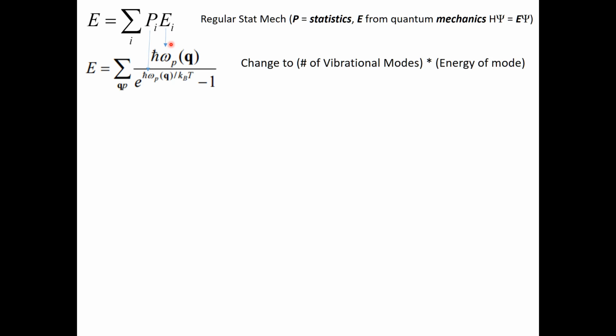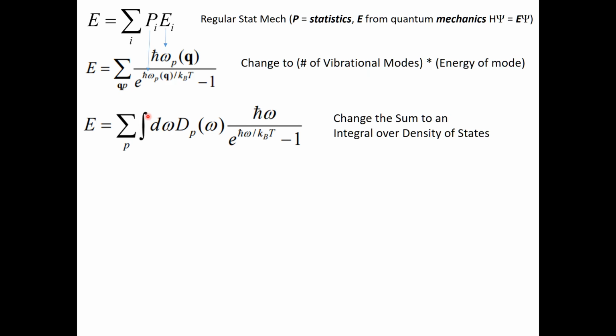If I do the Debye model in here, the energy is equal to ħω of q, which is sometimes written as k, so this is ħω_k, okay? And the probability is just given by the partition function, so this is the partition function on the bottom down here. So what we're doing here is changing to the number of vibrational modes times the energy of the modes. And now I'm going to do a summation over this density of states.